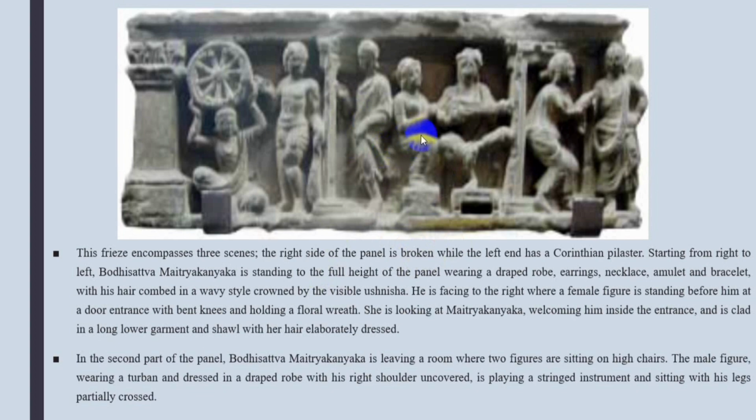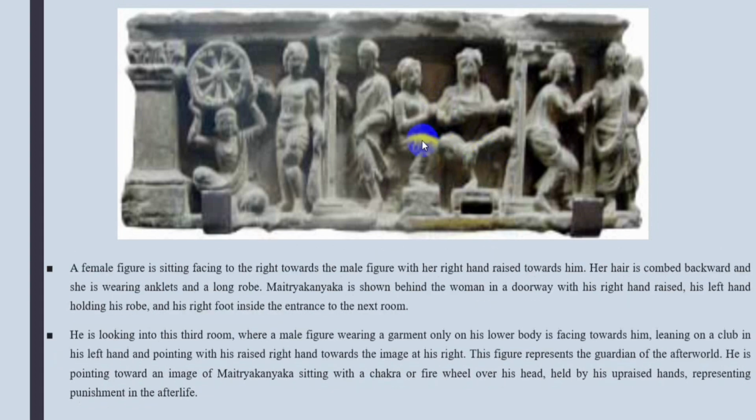The male figure, wearing a turban and dressed in a draped robe with his right shoulder uncovered, is shown playing a stringed instrument and sitting with his legs partially crossed. The female figure is sitting facing to the right towards the male figure, and her right hand is raised towards the male figure. Her hair is combed backward, and she is wearing anklets and a long robe.